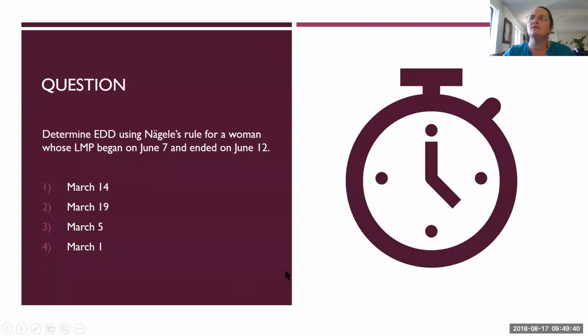So here is a question for you. We're going to determine that this patient's last menstrual period was on June 7th. And so the first day of her last menstrual period was June 7th. So following our rule, we're going to subtract 3 months. That takes us to March. And then we're going to add 7 days. So her due date will be March 14th of the following year. Around then, her due month will be March.